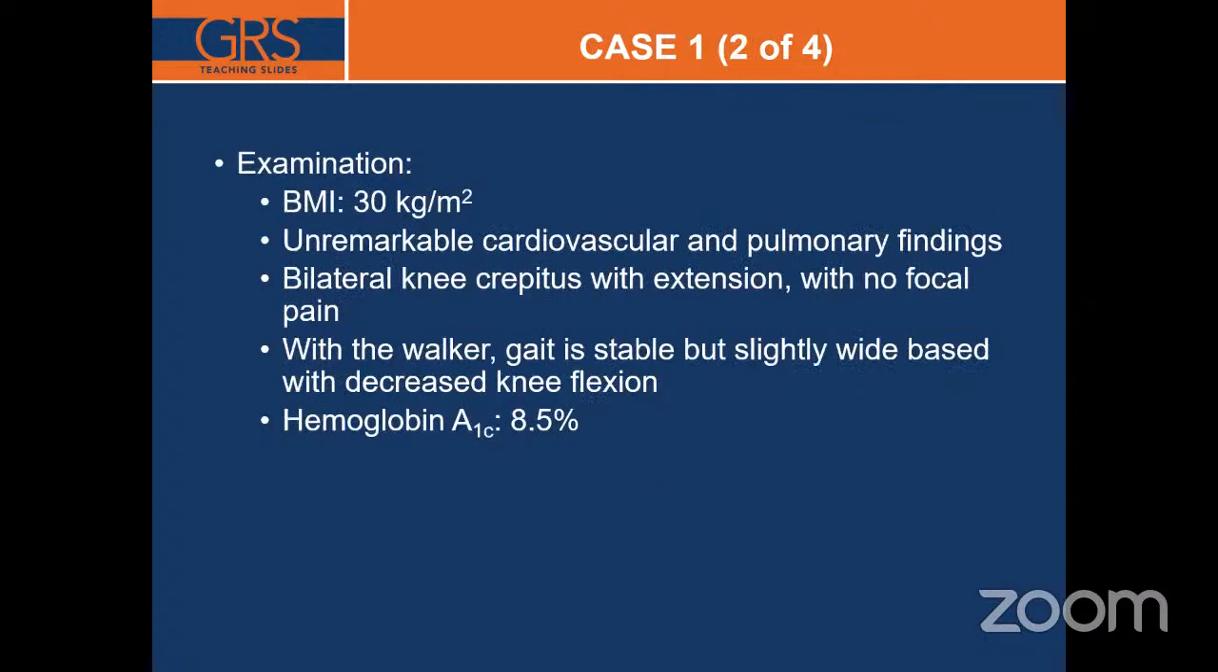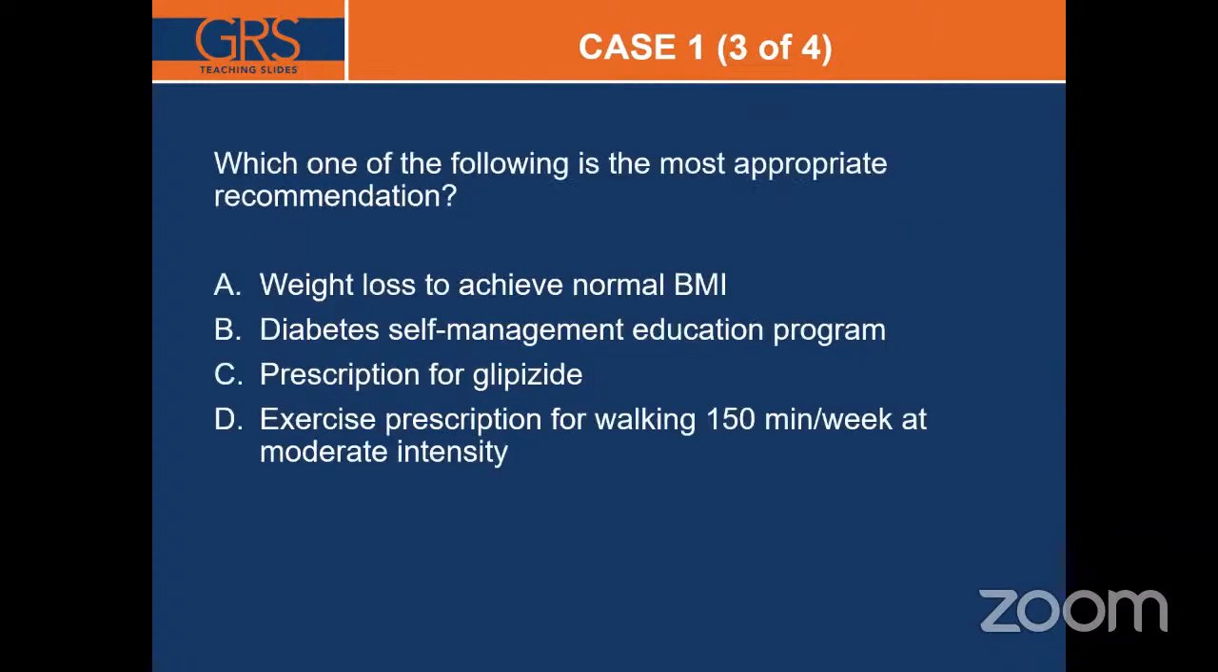On examination, we see that her BMI is 30. There is nothing remarkable in cardiovascular or pulmonary findings. Bilateral knee crepitus with extension with no focal pain is seen. With the walker, her gait is stable but slightly wide-based with decreased knee flexion. Her HbA1c is 8.5%. So, which of the following is the most appropriate recommendation?